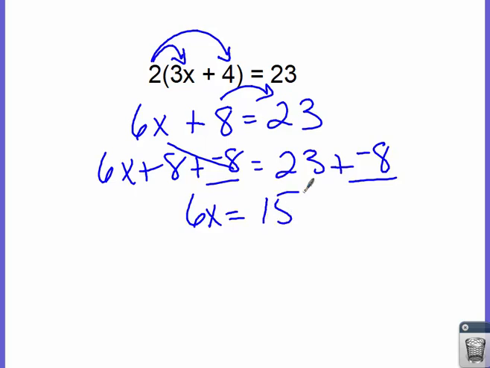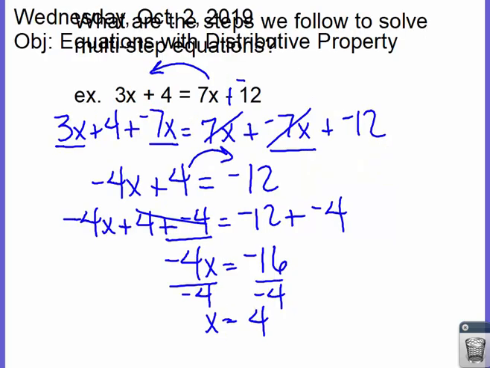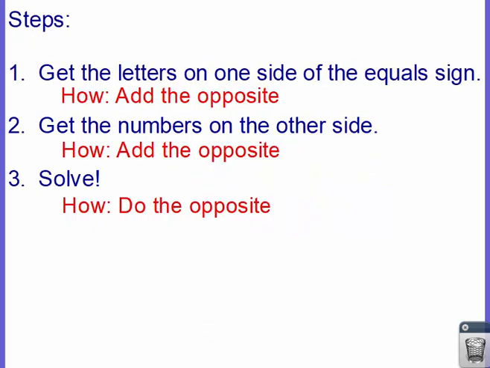Now how do I get rid of a multiply by 6? I divide by 6, and I end up with x equaling 2.5 as our answer. So sometimes we have to do a step prior to the 3 steps that we've been looking at: get letters on one side, numbers on the other, and solve. And one of those prior steps is to get rid of our parentheses.